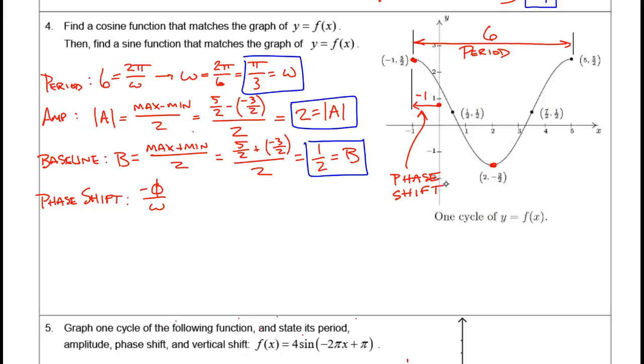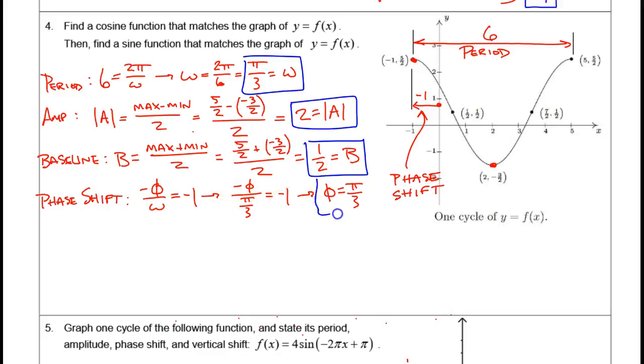And now we have to see how the values of phi and omega work to get us that phase shift of -1. We solved for omega and we got pi over 3. So we have -phi divided by pi over 3 has to equal -1 because that's my phase shift. So any number divided by pi over 3 that equals -1, well, that number has to be pi over 3. See if I can do a better job explaining that, folks. Phi has to be pi over 3 because pi over 3 divided by pi over 3 is 1. The opposite of pi over 3 divided by pi over 3 is -1.